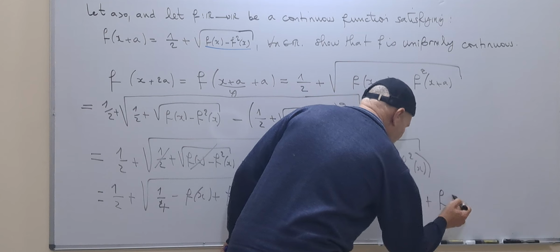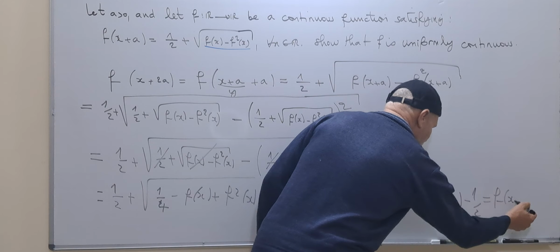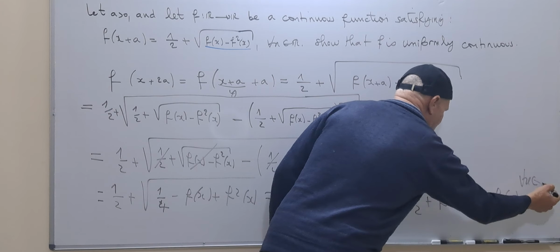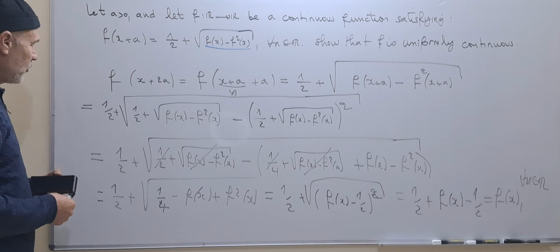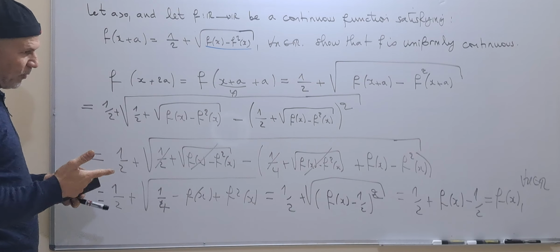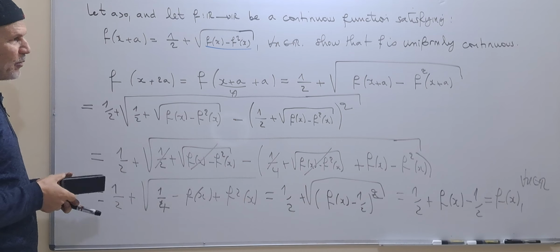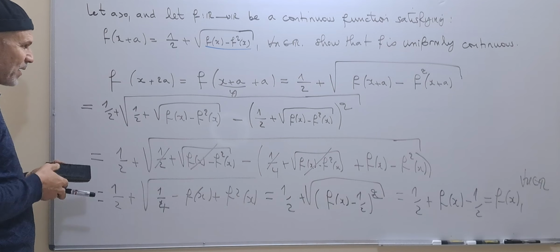Which is equal to 1/2 plus the square root of this function. This means f of x plus 2a is equal to f of x for all x in R. This means that f is 2a periodic, and continuous, which means that it is uniformly continuous. This is the quick way.